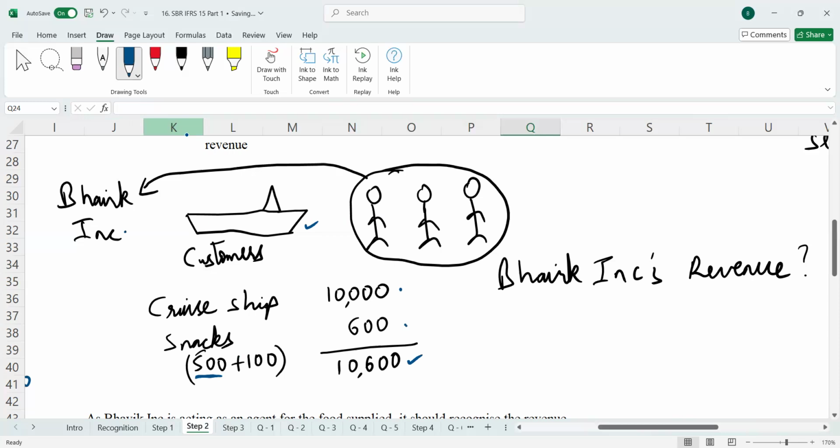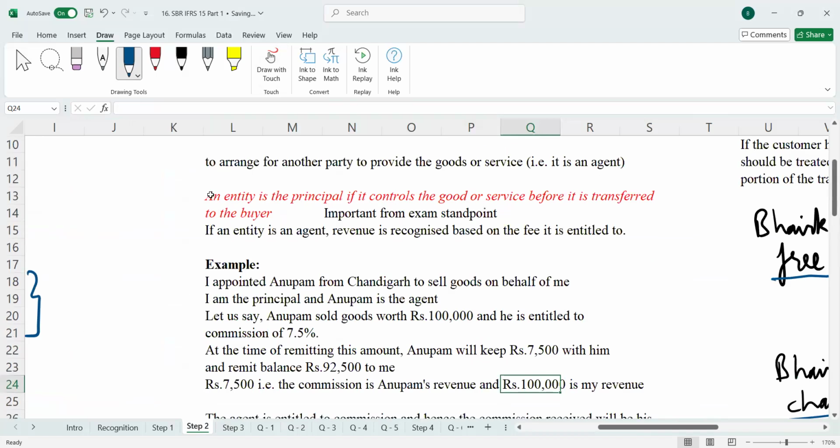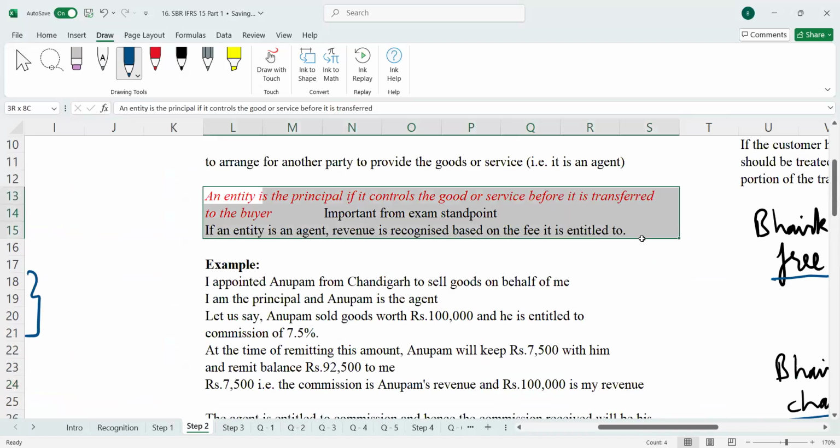Correct? Now let us understand, how will Bhavik recognize revenue? How much revenue should I recognize in such a case? The amount that I have collected from the customer is 10,600. How much revenue will Bhavik recognize in this example? You understood the entire scenario? Maybe this will help you. These two lines will help you out. Just read these two lines again, and then I come back to the scenario over here.